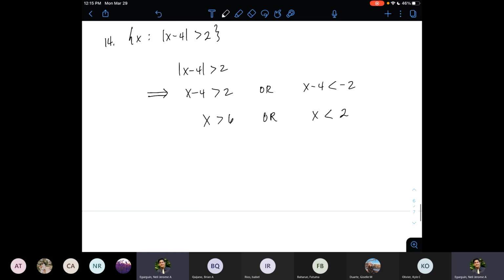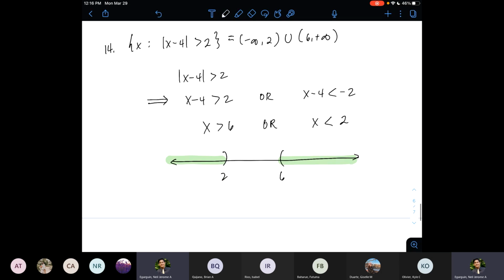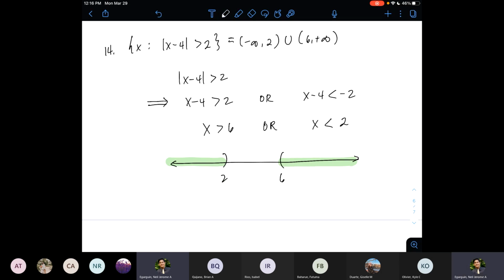Right? So basically, if we plot this, the x's that belong to the set will be those x's that are either greater than 6 or less than 2. So this set would be these x's, right? So this would be negative infinity to 2, union 6 to positive infinity. And does this set have a GLB and an LUB? What do you think, guys?